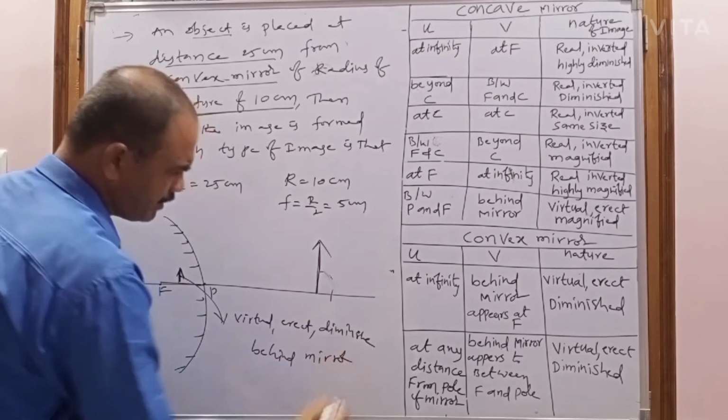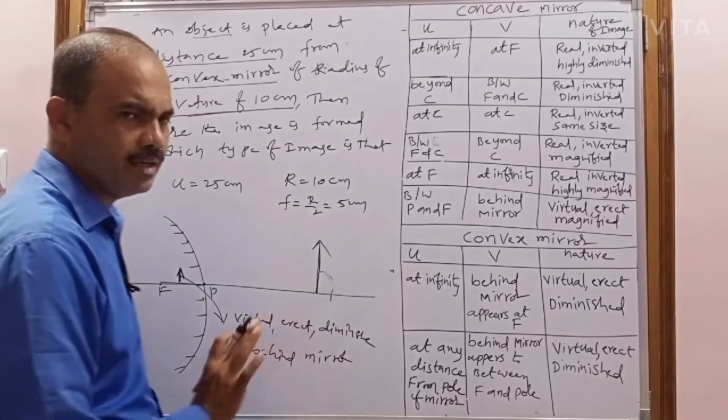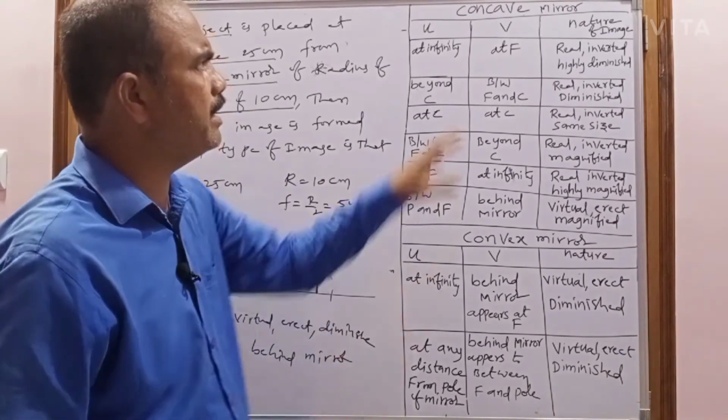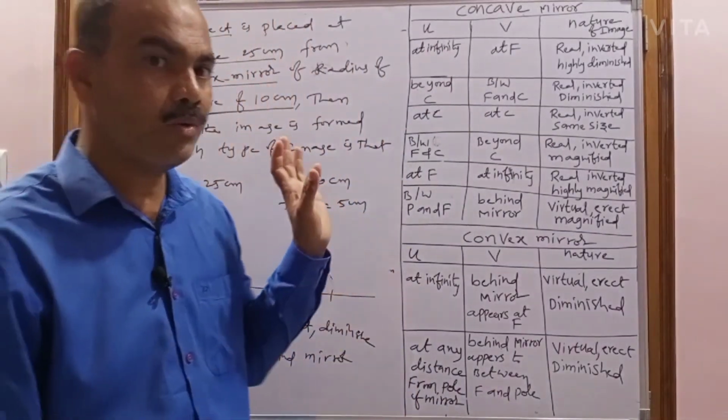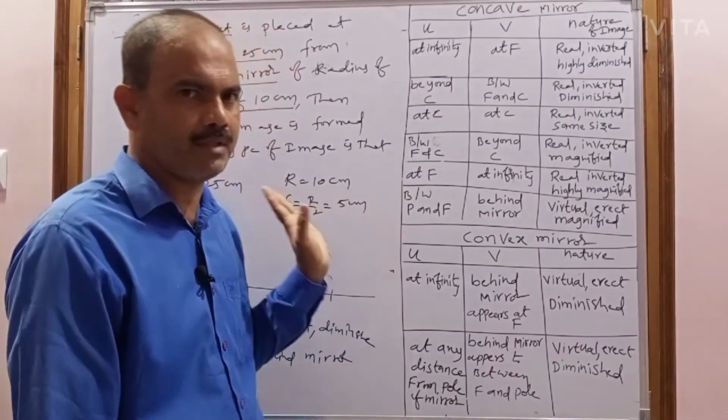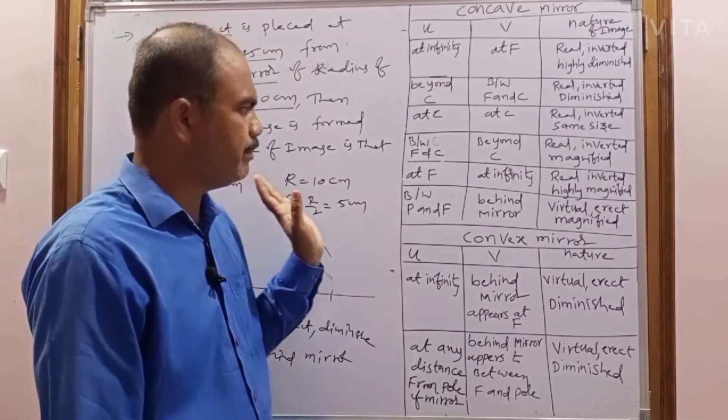So in case of the convex mirror, there is no difficulty. The difficulty will be only in case of the concave mirror. So this is how to identify, or how to guess, only guess. For guessing purpose I am saying.